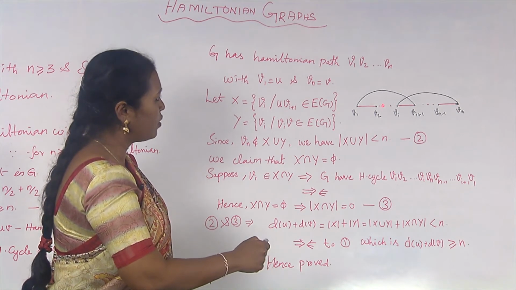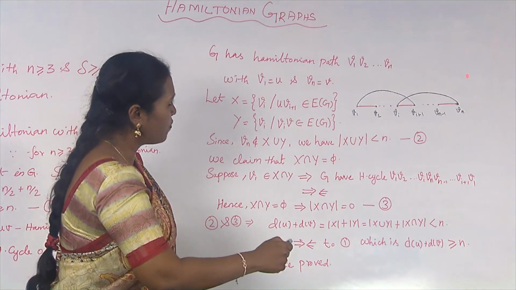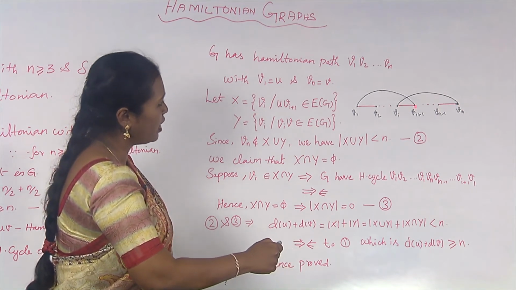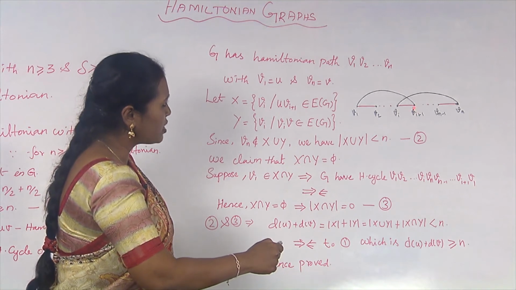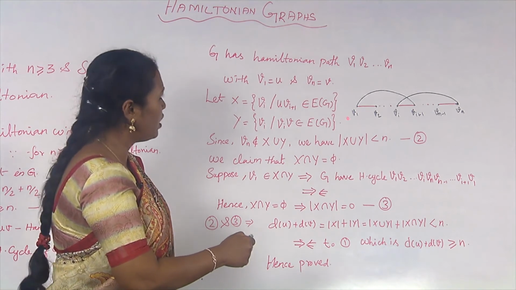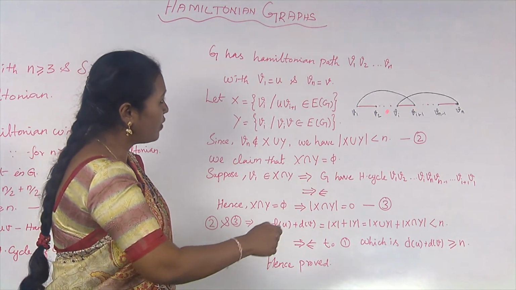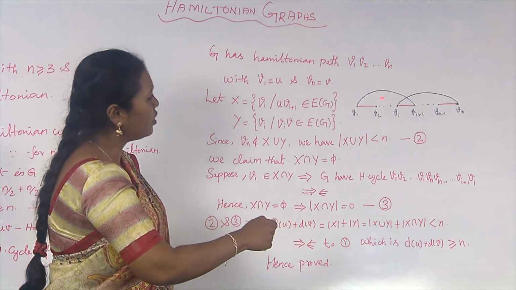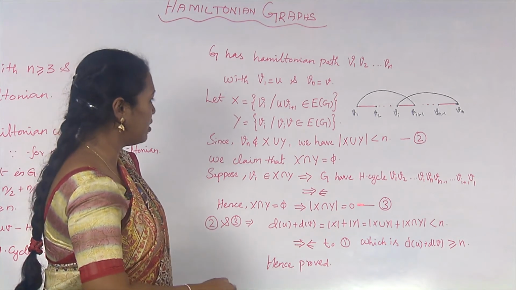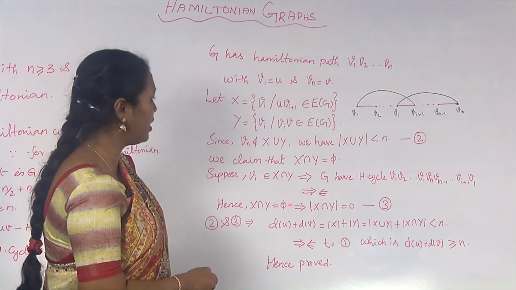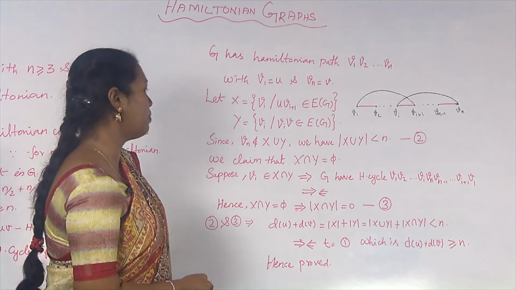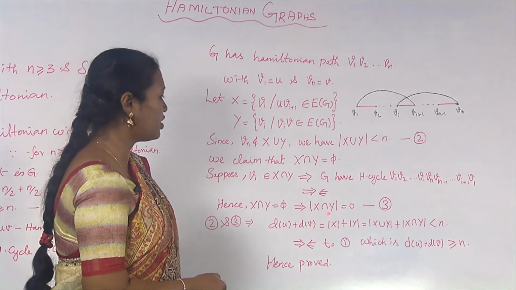So, V1, V2 up to Vi, then it goes to Vn, and from Vn you come in reverse, Vn minus 1 up to Vi plus 1, and from Vi plus 1 you can make a jump to V1. Therefore, you have created a cycle that covers all the vertices and then comes back to V1 itself. So, this is a Hamiltonian cycle. Now, this is a contradiction. It should not be a Hamiltonian cycle. Therefore, X intersection Y is empty, which implies that the cardinality of X intersection Y is 0.